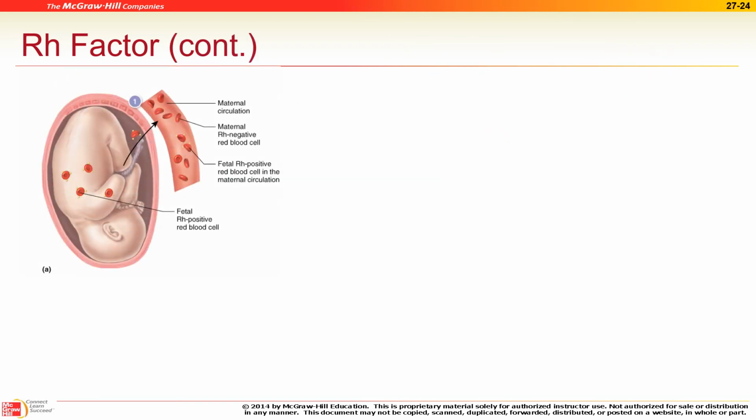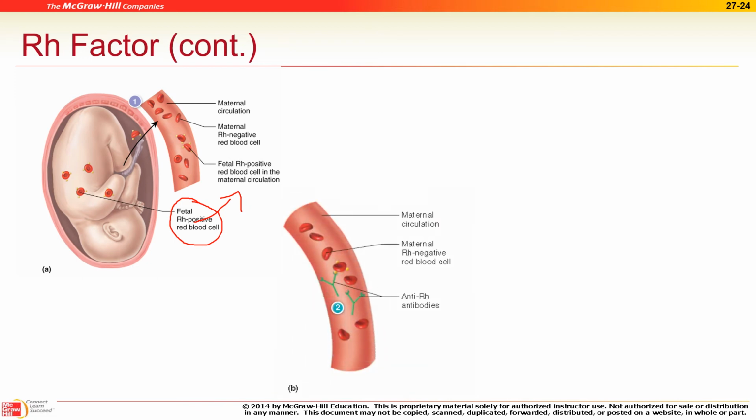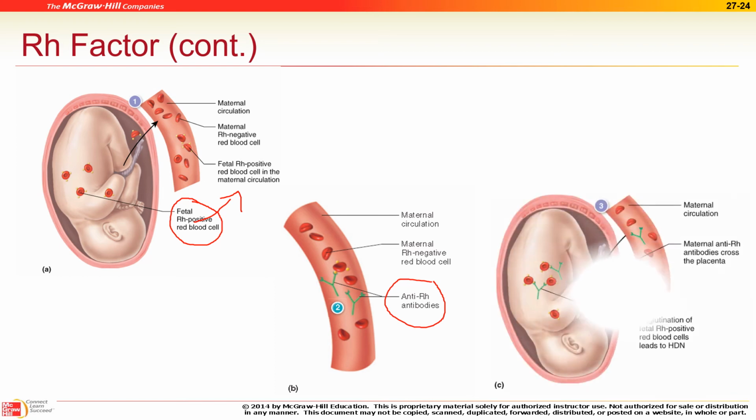So in A, we have the first pregnancy. Here we have Rh positive blood being detected by the mother. The mother builds up antibodies for Rh. This is after the first exposure. And in the second pregnancy, the mother's immune system will now attack the child. As long as we know about it, we can prepare for it.